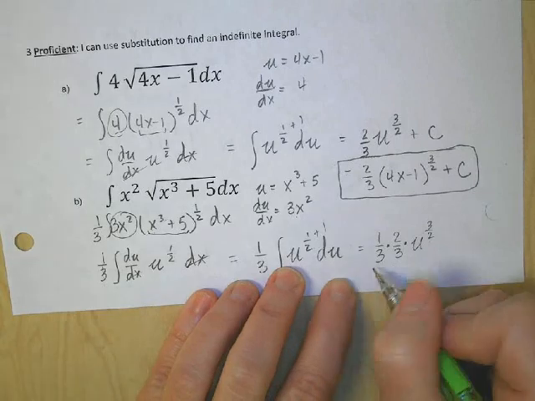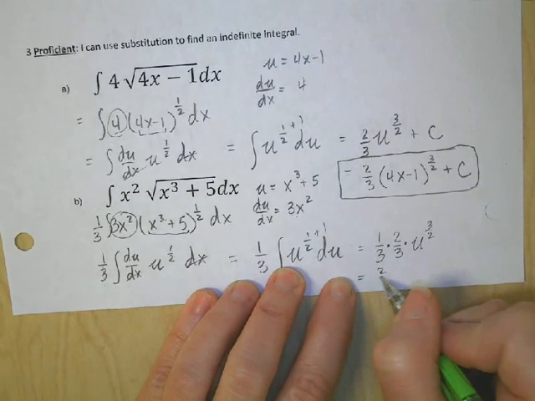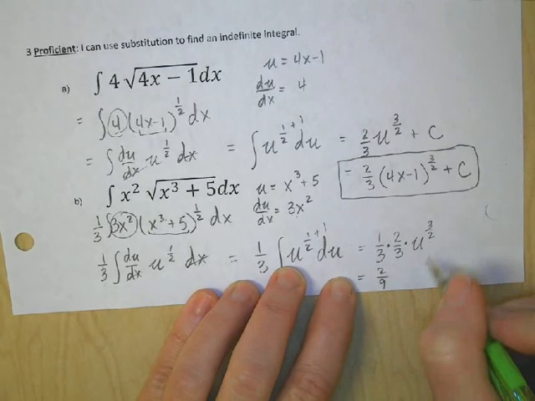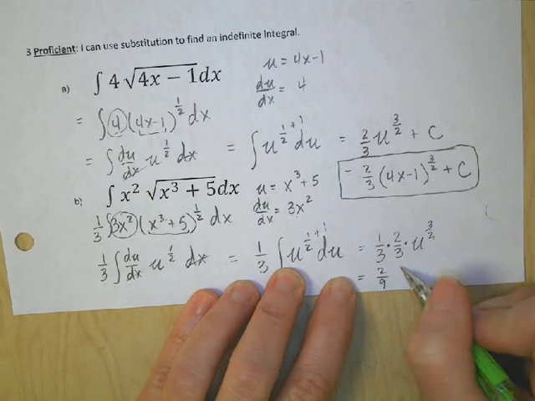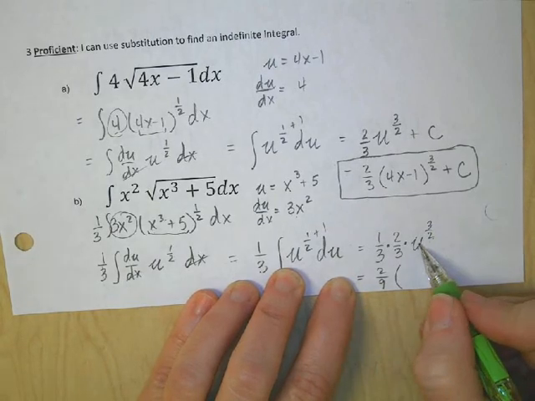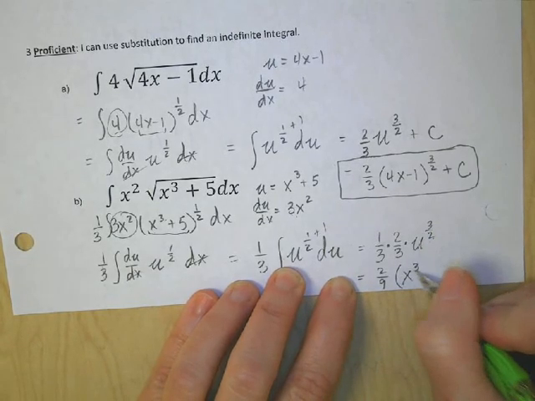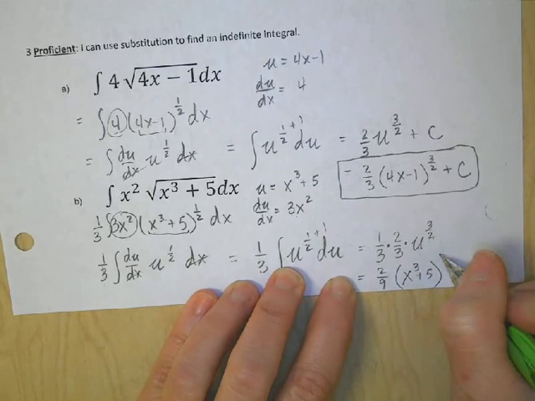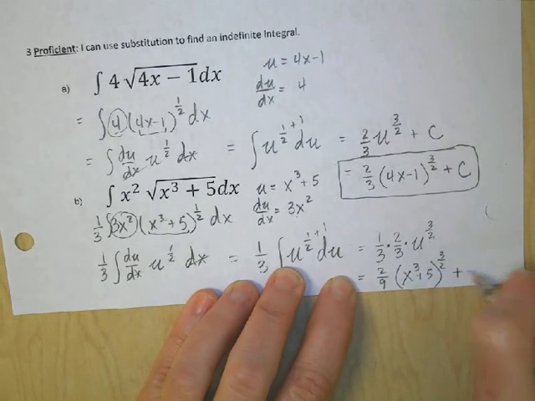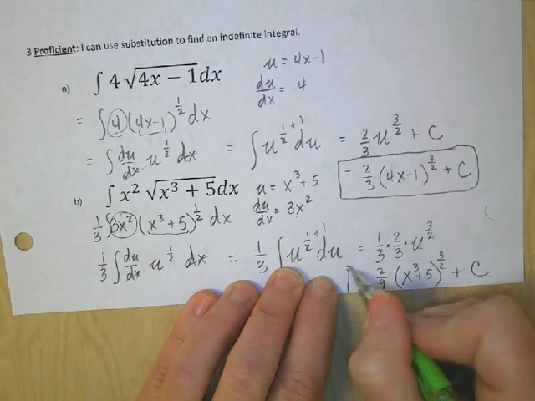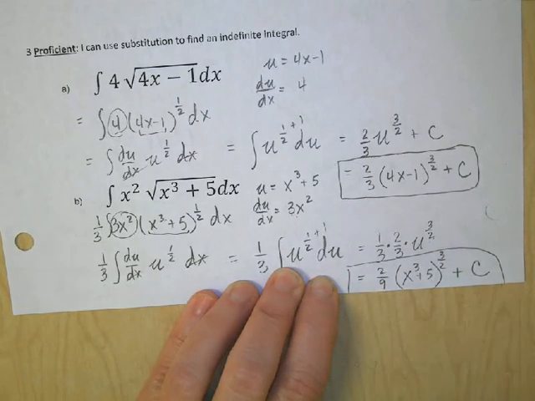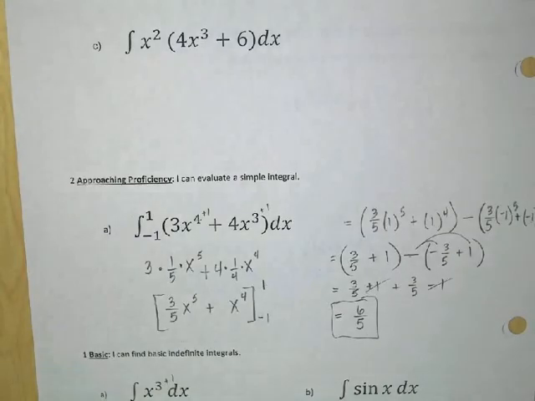So if I simplify that, I get 2/9 times u to the 3/2. I'm going to go ahead and substitute back in for my u, which is x cubed plus 5. And that's to the 3/2, and I write my plus c because it's an indefinite integral. There it is.